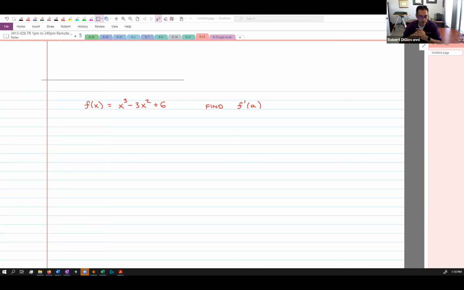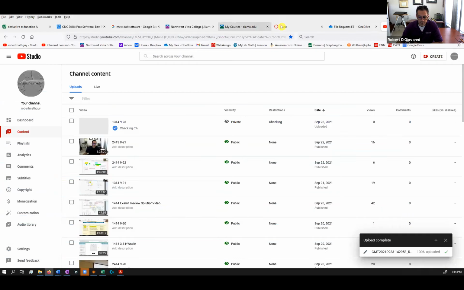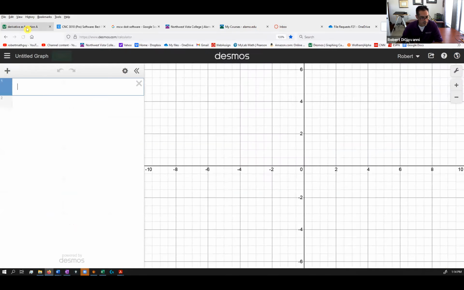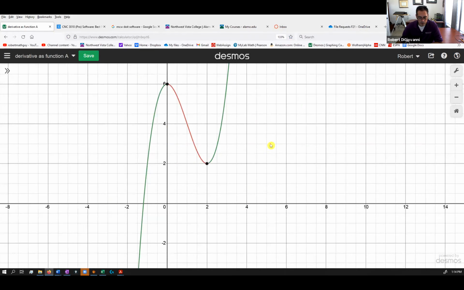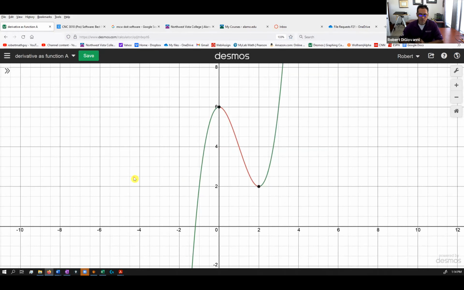So the reason I wanted to start with this problem was because I wanted to show you what the graph of this function was. So here is the function. Did I close it out? Oh no, here it is. Close this one out. Okay, so here's the actual graph of that function, all right? So the graph goes up, and then it goes down, and it goes back up, right? That's the graph of x cubed minus 3x squared plus 6.